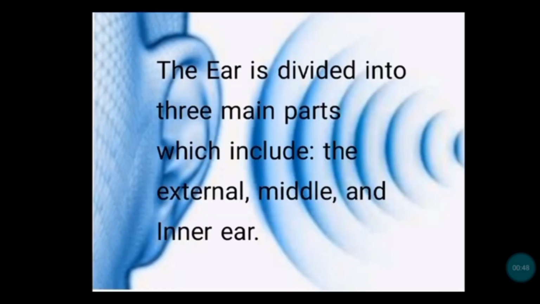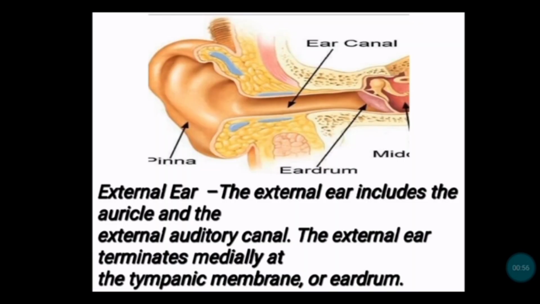So the ear is divided into three main parts, which include the external, middle, and inner ear. The external ear includes the auricle or pinna and the external auditory canal. The external ear terminates medially at the tympanic membrane or eardrum. The auricle or pinna is the fleshy part of the external ear on the outside of the head.